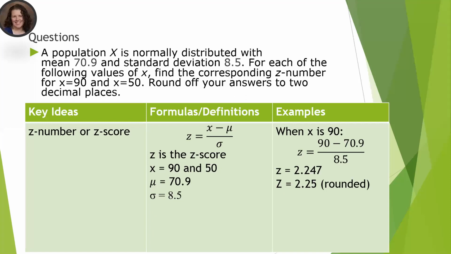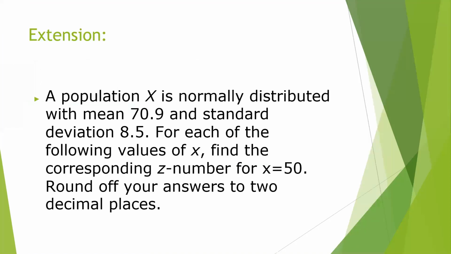So in this problem, our z-score was 2.247. When we're asked to round to 2 decimal places, because there's a 7 at the end, the 7 would bump the 4 up to a 5. So here's a problem I'd like you to try on your own. Pause it, read it, and try it on your own, and then come back and see how you did.